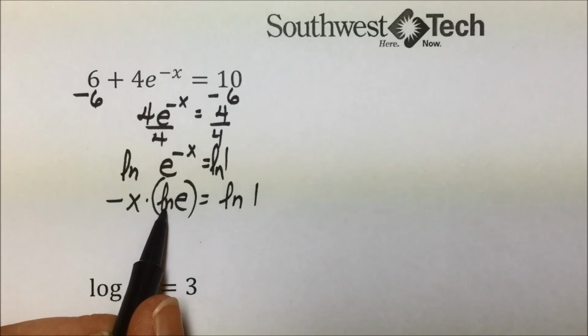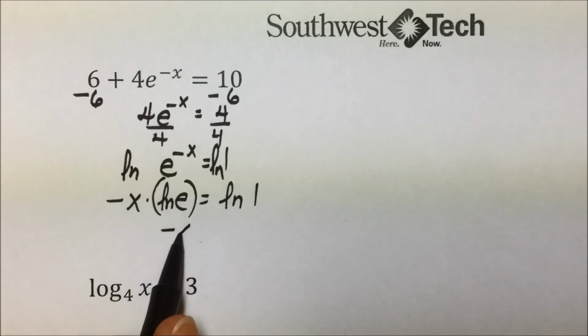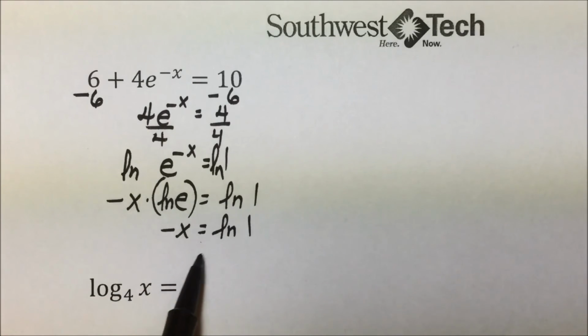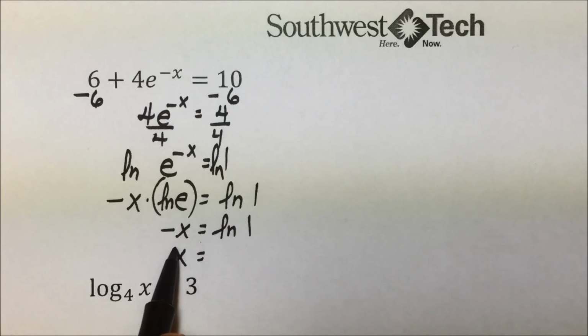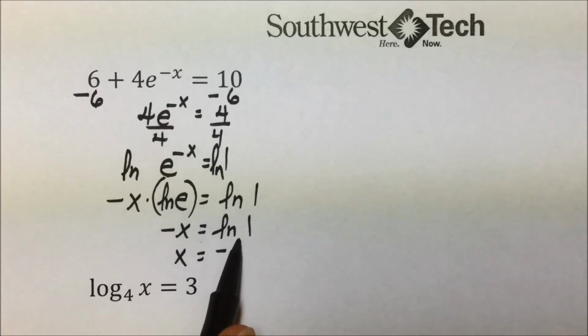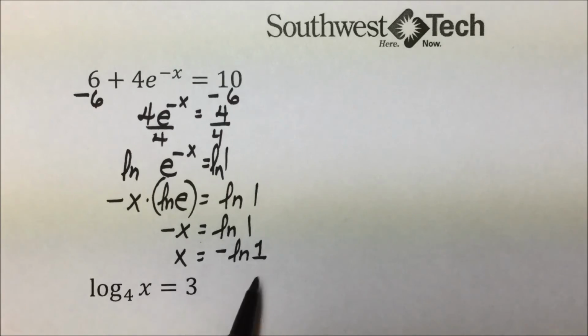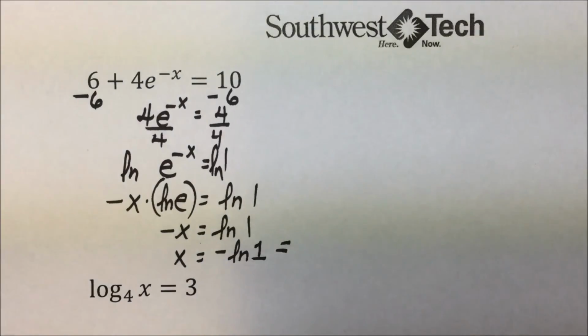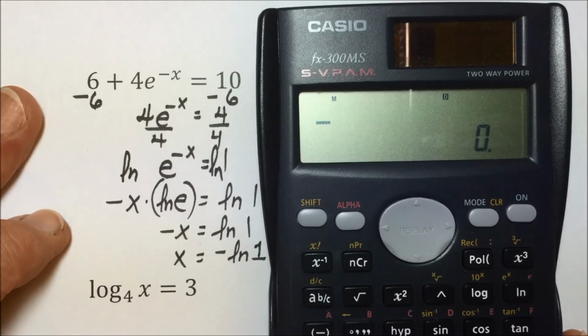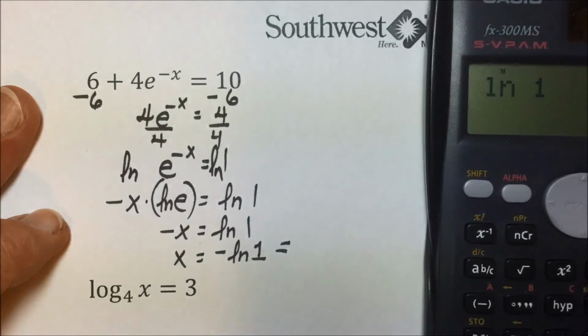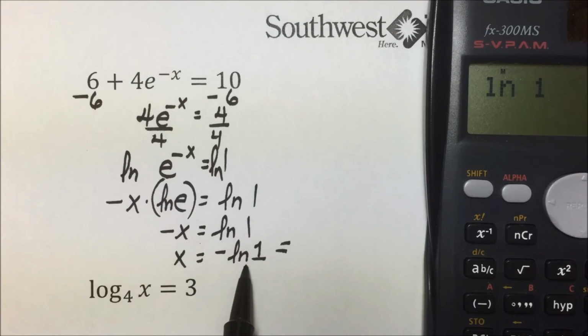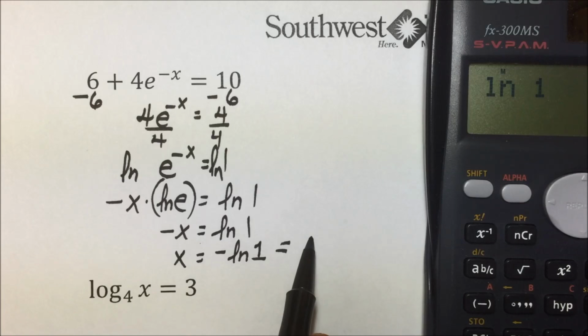Ln of e, log base e of e, is 1. It leaves a negative x is equal to ln of 1. To solve for a positive variable, we'll multiply both sides by negative 1. And so our answer turns out to be negative 1 times the ln of 1, which is the exact answer. And for an approximate value, when we take the natural log of 1, we end up with 0, and negative 1 times 0 is leaving us with 0 for our final answer.